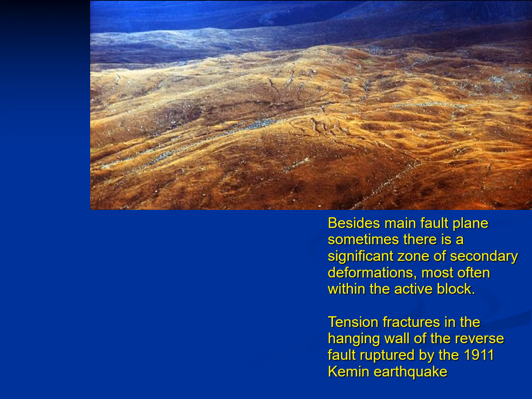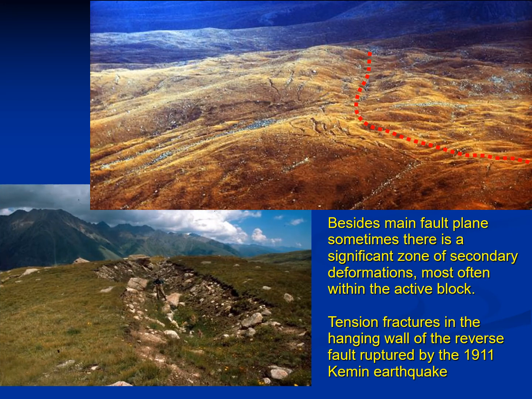Then, besides the main fault plane, sometimes there is a significant zone of so-called secondary deformations, most often within the active block. And here we can see the tension fractures in the hanging wall of the reverse fault that was last ruptured by the 1911 Kemin earthquake in Kyrgyzstan. Here is the main fault plane, and here we can see what these tension fissures look like. Highlighted is a person standing in such a fissure.